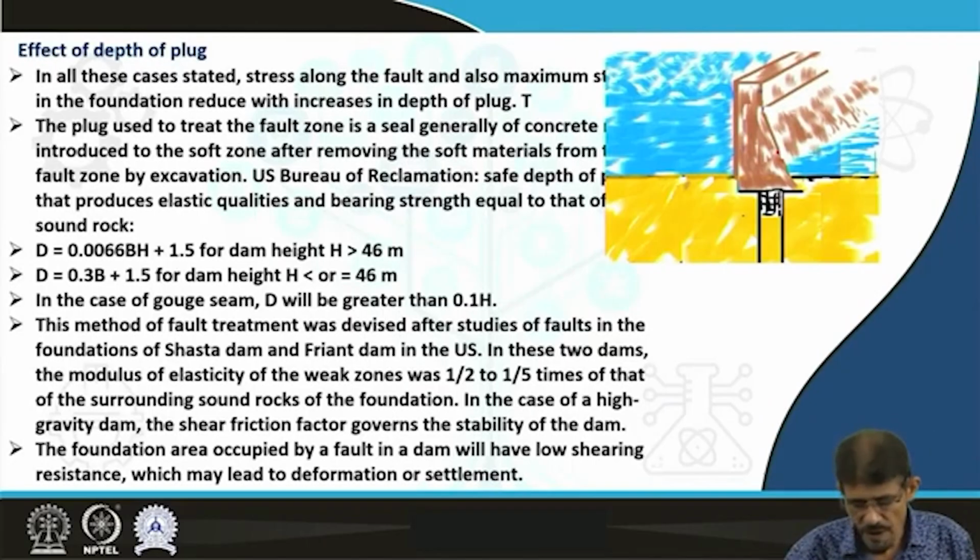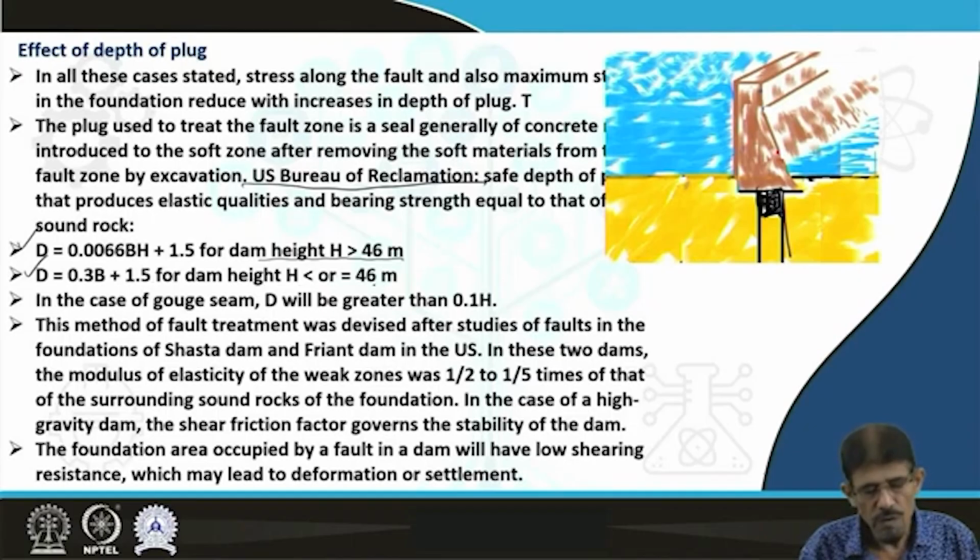Next, if the fault is located below the dam foundation, then we are going to develop plugs. Plugs means creating a gap by excavating this zone, and for excavating these zones we have recommendations from the US Bureau of Reclamation, as we have already discussed in our early discussions, where D is equal to 0.0066 B into H plus 1.5 for dam height H more than 46 meters, and D is equal to 0.3 B plus 1.5 for dam height H less than or equal to 46 meters.